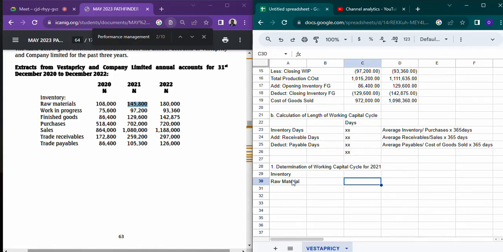We said average inventory. That is opening inventory plus closing inventory, right? The opening inventory for 2021 is 108,000, plus the closing inventory of 145,800. This will be divided by 2 to get the average inventory. Then divided by purchases, sorry. What is your total purchases for the year? You have 702. Or better still, let's get this first.